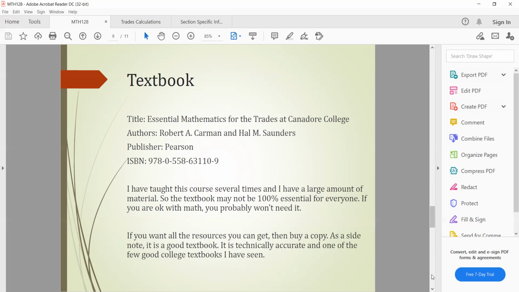Okay, so here is the textbook. Like I said, this one's just recommended. So yeah, I don't remember if I used it last time. I don't think I did. Yeah, so if you think you'll be okay with it, you'll be okay.